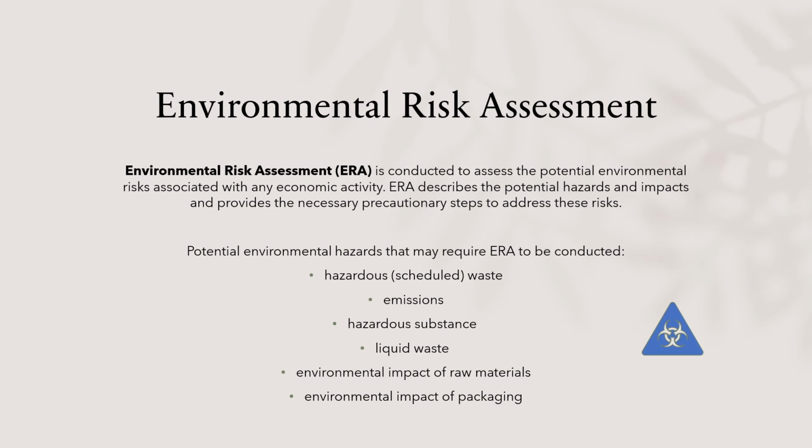Before we move on to environmental risk assessment, I would just like to point out in the previous slide that the audit process actually is commonly structured into 3 phases, which is pre-audit, mainly comprising of selecting the auditor and reviewing their preliminary information, and then on-site audit, which is opening the meeting, conducting the audit at site, and then closing the meeting, and finally the post-audit, which is to prepare the audit report itself and implement corrective and preventive action. So environmental risk assessment is conducted to assess the potential environmental risk associated with any economic activity.